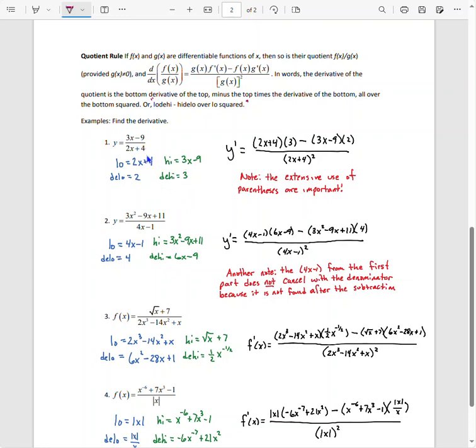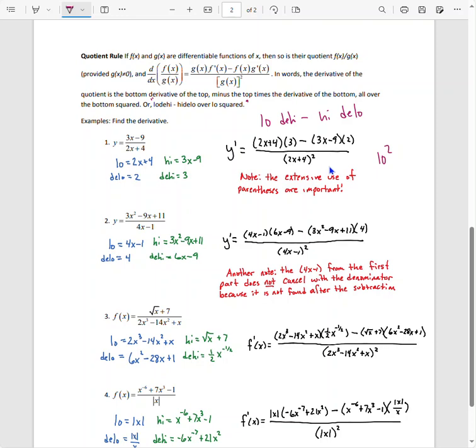Now, putting these together, always start with low. Always start with low. Low d high minus high d low, all over low squared. Low d high minus high d low, all over low squared.